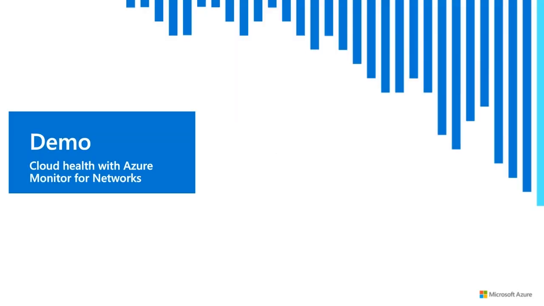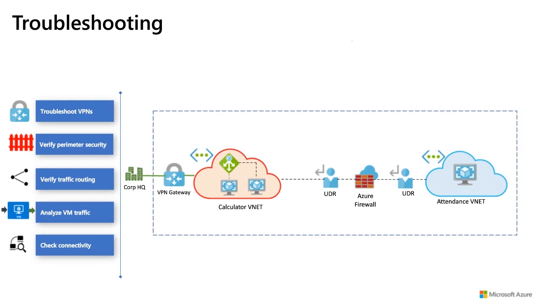Hey, everyone. Today, I'm going to introduce you to some of the troubleshooting capabilities of Network Watcher. Here's a sample network on which we're going to run our troubleshooting scenarios. This is a payroll calculator application that rests in the cloud, as you can see on the calculator VNet. This is used by HR to calculate salaries and other financial information. It serves as a hub of a network and is connected to other spokes. For demo purposes, we are showing just one spoke here, which is the attendance application, which it is connected to.